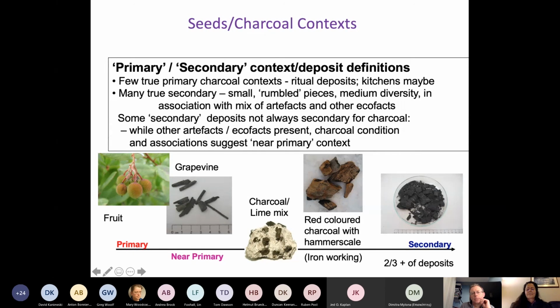So other examples of contexts that are mixed but still primary. This is charcoal in a lime mix. So somebody was making lime and basically the charcoal and the lime got mixed together in the bottom of the context. When we find red coloured charcoal, we look then for hammer scale with a magnet, and we will also be looking for wood that's a particularly hard, high heat value and probably very old wood. And then we've got most of our charcoal, which looks like this, and it's ubiquitous. It's in 2/3 of every deposit in any kind of urban environment in the classical period.